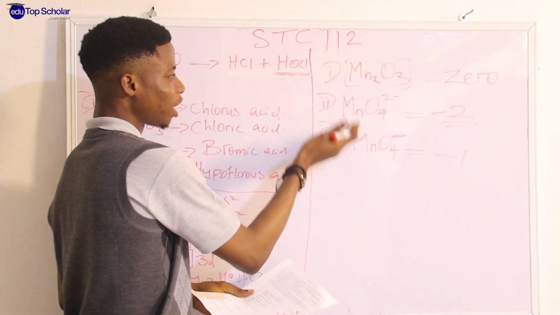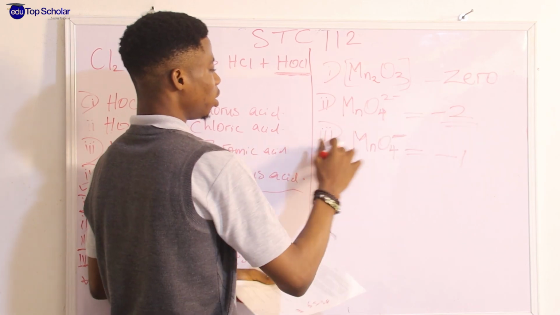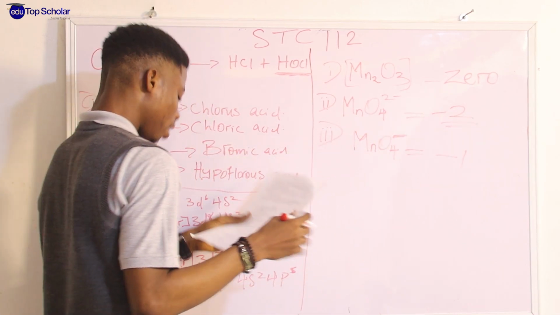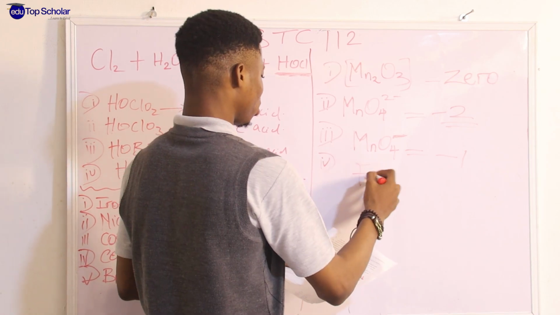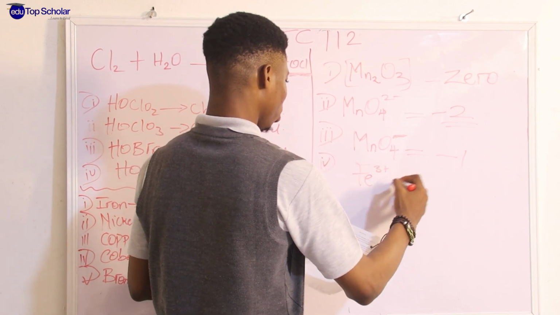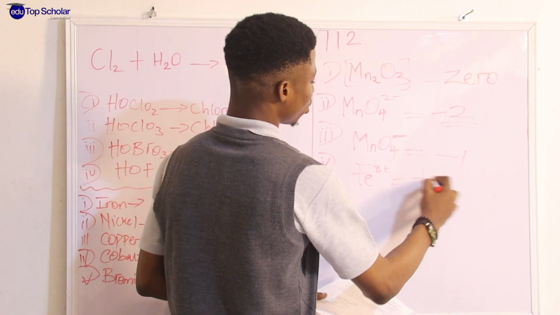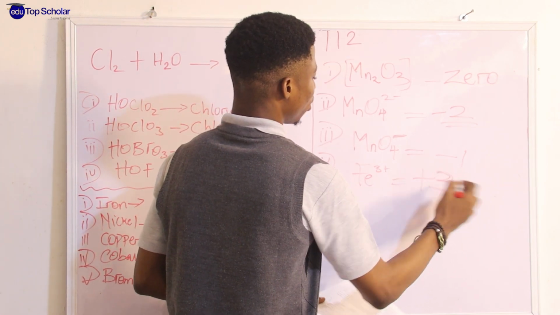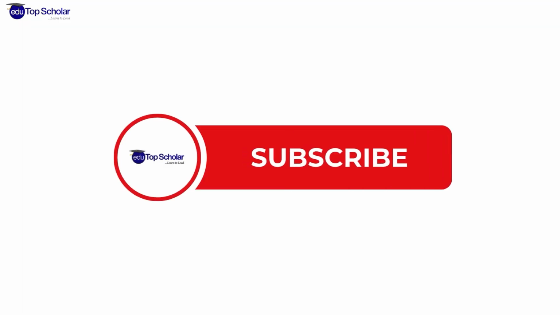So now you understand the trend. This one is 0. The oxidation number for this is -2. This is -1. The last one here is Fe3 plus. So that will give us the oxidation number here as plus 3. So that's that for that.